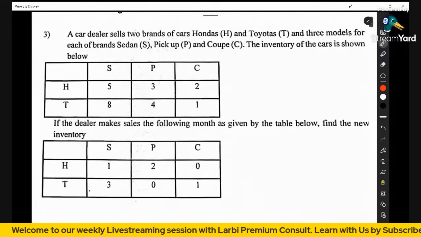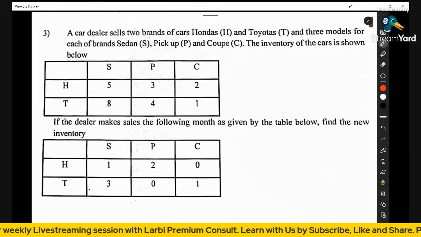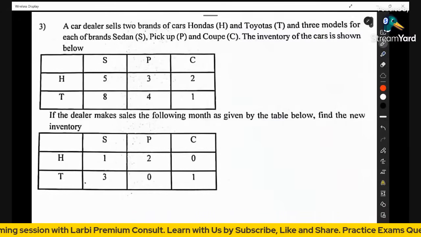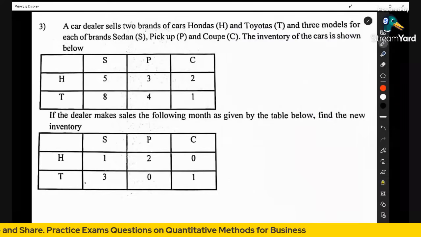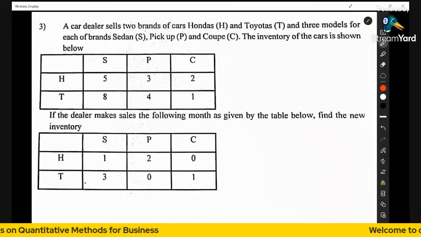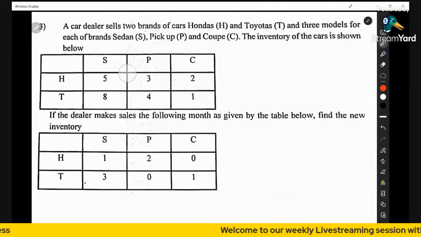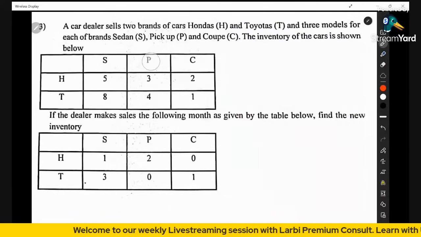Question number 3. A car dealer sells 2 brands of cars, Hyundai and Toyota, and 3 models for each of the brands, which are sedan, pickup, and coupe. The inventory of cars is shown below. So these are the inventory of the cars for Hyundai and Toyota and its models, which are S, P, and C.